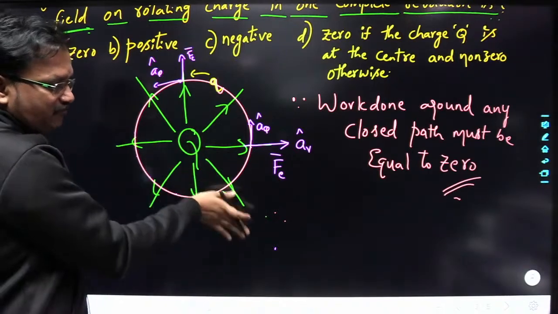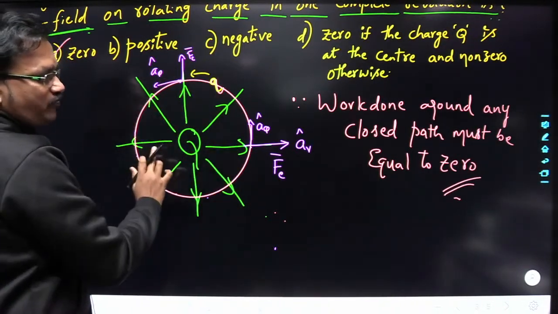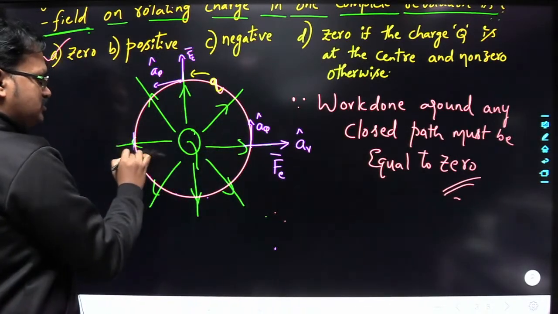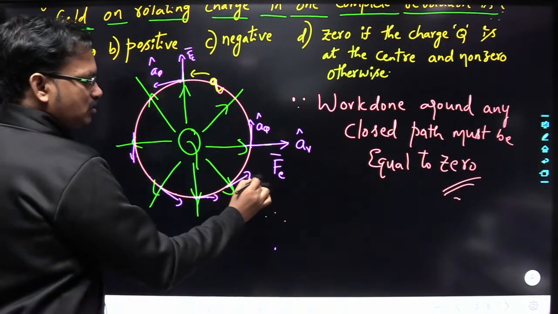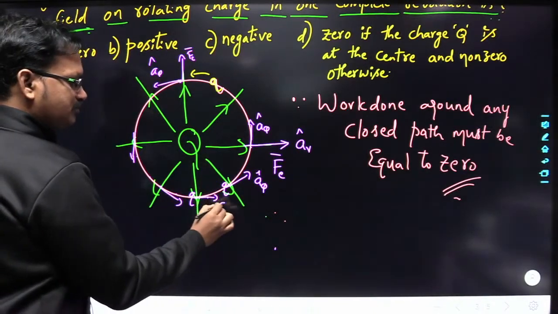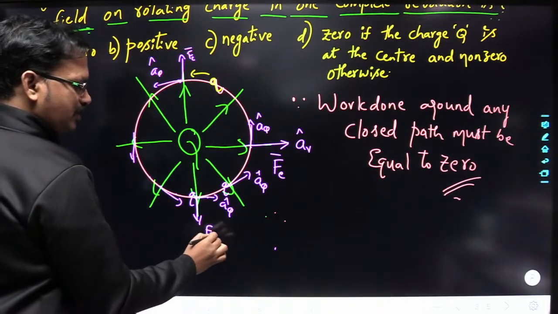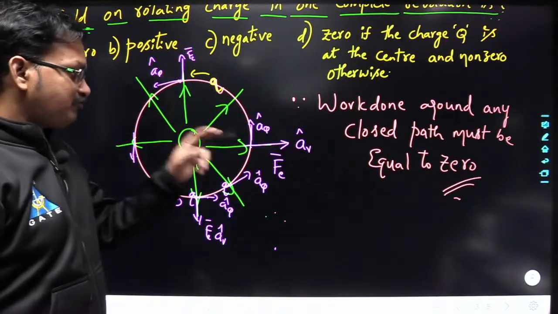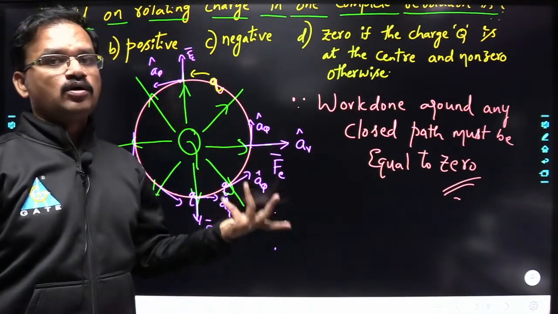So at each and every point on the circumference of the circle, the electric field is pointing radially outward, and the displacement is along the a_phi direction. Yes or no? The charge is moving along a_phi, and the force is in the a_r direction. So the force direction and the displacement direction are both perpendicular to one another.